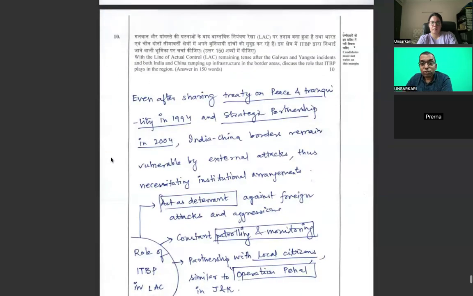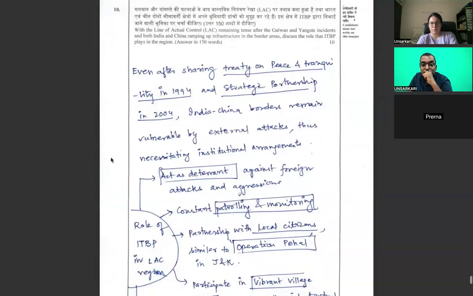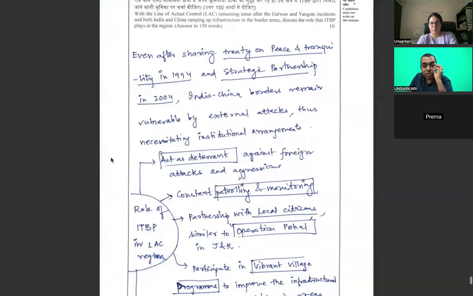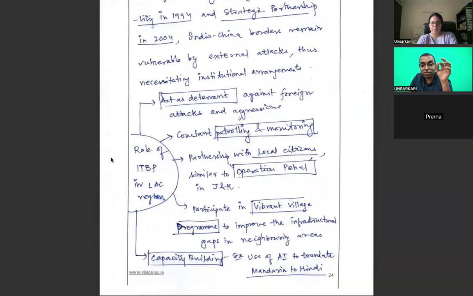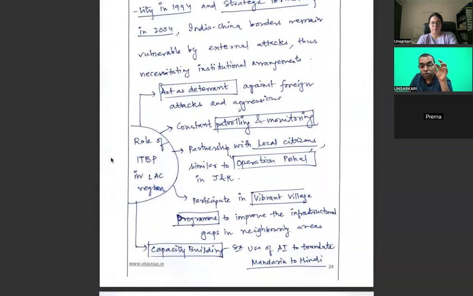If we see the question on the LAC with respect to India and China, and discuss the role of ITBP in this region, even after the Treaty of Peace and Tranquility 1993 and strategic partnership, the India-China border remains vulnerable. So good point. Role of ITBP: act as deterrent, patrolling and monitoring. Operation Pahel, one extra point is there. Vibrant Village program already mentioned.